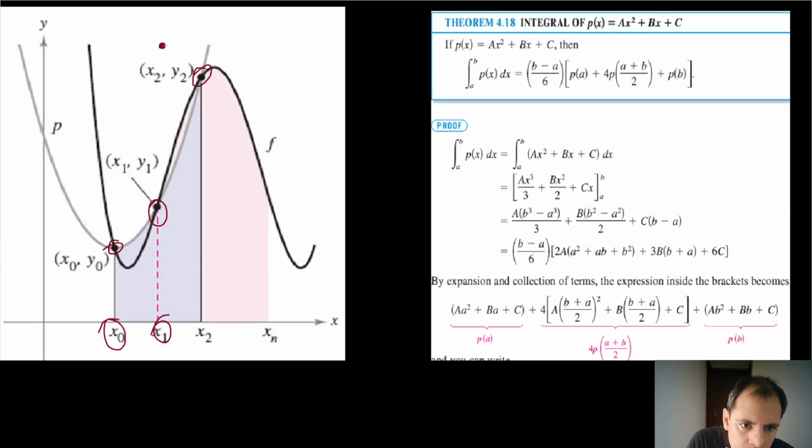Pretend that it was in here. What will be the function here? This function is still going to be the same, right? This function doesn't change, but this parabola now is going to change. Now you can make the parabola go through the 3 points.